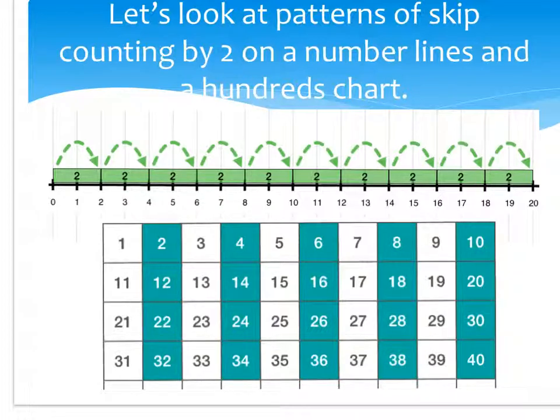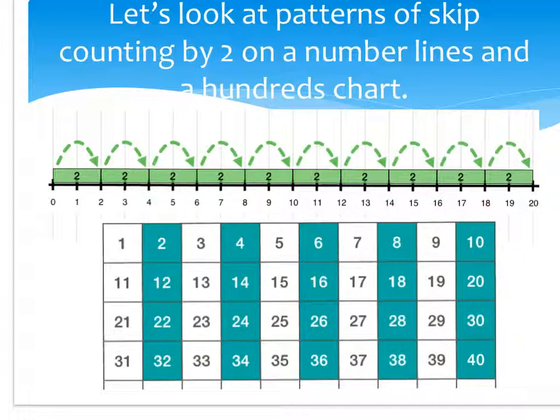I have a number line and a hundreds chart. Let's look at the different patterns. On my number line you can see that I have jumped or skipped by 2 each time. So wherever the arrow comes down or that skip ends, that is what I would say if I were counting by 2s. So you can see it goes 0, 2, 4, 6, 8, 10, 12, 14, 16, 18, 20.